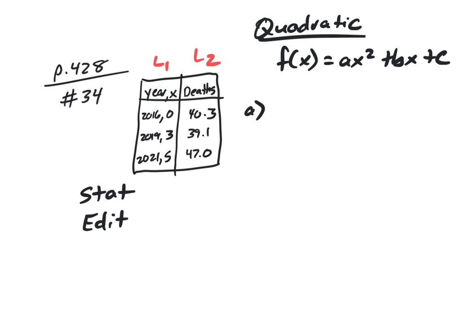Okay? But the numbers we're going to put in on the left-hand side would be the single numbers. We're not going to put in the actual year. We're going to put in how many years have passed. And so year 0, year 3, year 5. Don't put in the actual year. The deaths, you put those numbers in.